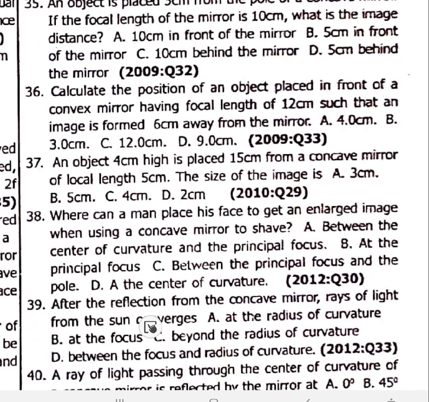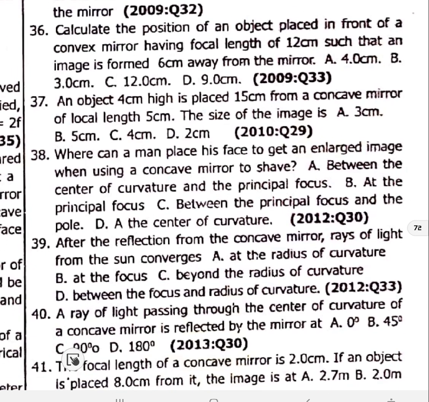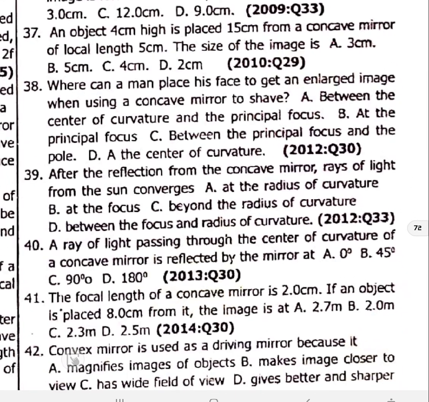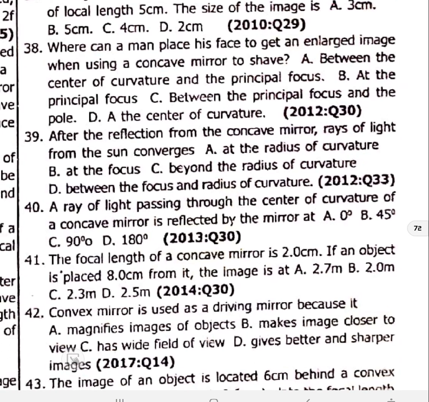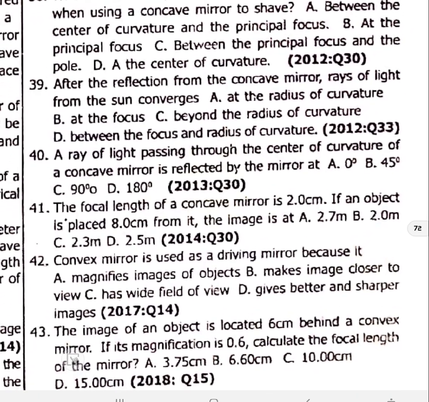39. After the reflection from a concave mirror, rays of light from the sun converge at the focus. 40, 41. Okay, this is the last one. Convex mirror is used as a driving mirror because it has a wide field of view. 42 is option C. Don't forget, it's always erect also. We've gotten to this point.